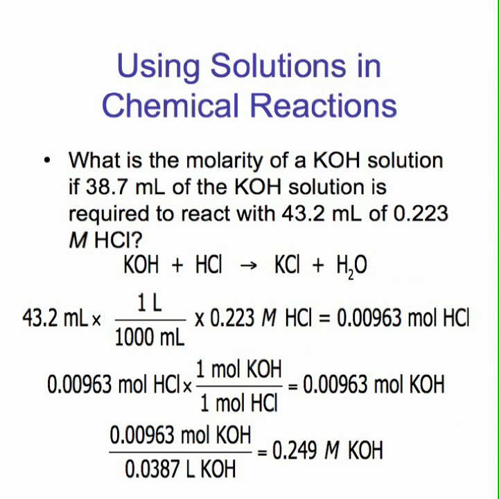The volume of the potassium hydroxide solution was 38.7 milliliters. 38.7 milliliters is equal to 0.0387 liters. So using our definition of molarity, moles of potassium hydroxide divided by volume of potassium hydroxide solution would give us a molarity of potassium hydroxide equal to 0.249 molar. Molarity is very commonly used in the lab with dealing with liquid solutions. So this is an important concept for us to try to grasp in this course.